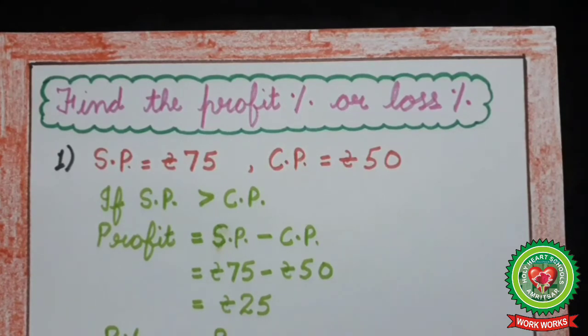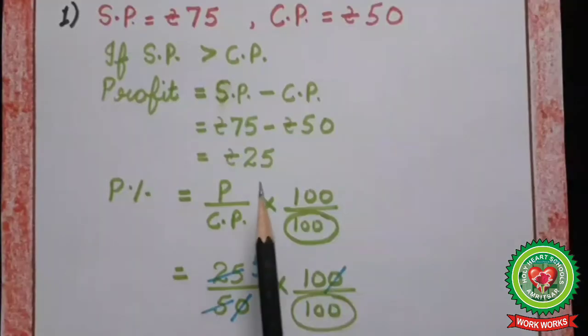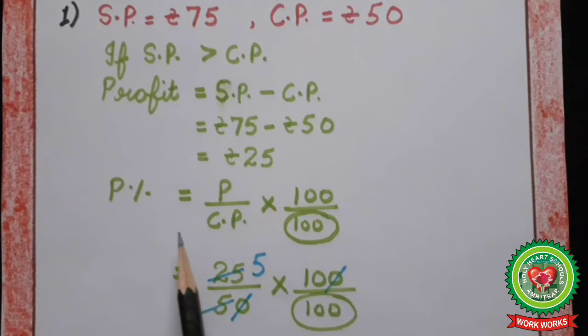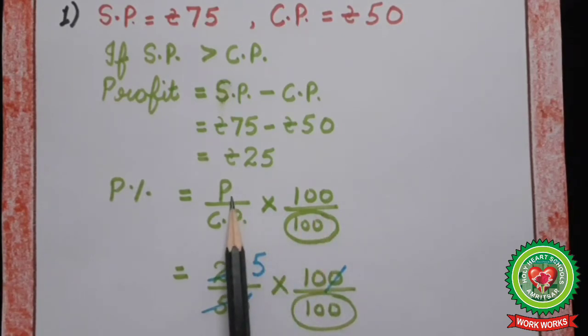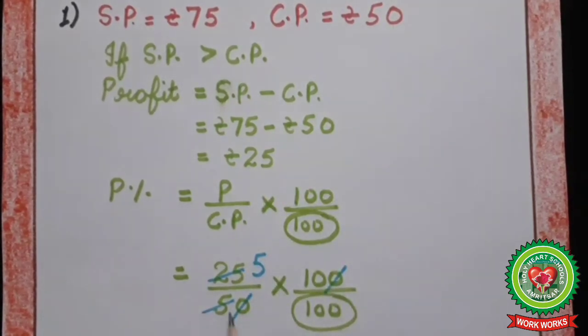Here in this case, profit is there, so we will find profit percent. Apply the formula of profit percent. Formula is profit percent is equal to profit over CP multiplied by 100. P stands for profit, P percent stands for the profit percent here. After that, substitute the values. Profit 25, CP rupees 50 multiplied by 100.